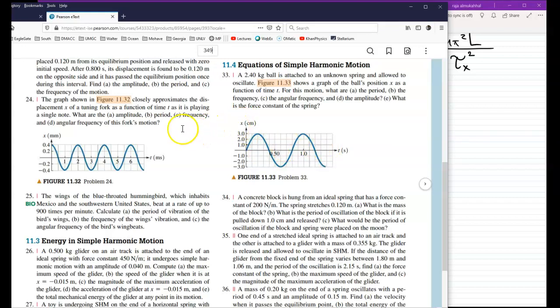Anyway, so he says the graph shown closely approximates the distance x of a tuning fork as a function of time as it is playing a single note. Okay, what are the amplitude, period, frequency, and omega, angular frequency, of the fork motion? In other words, how do you find all that from the graph? How do you extract this information? Piece of cake. I'll show you how to do it.